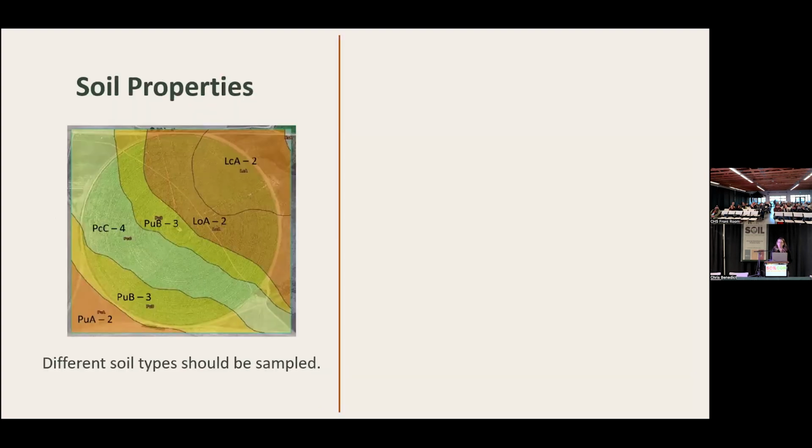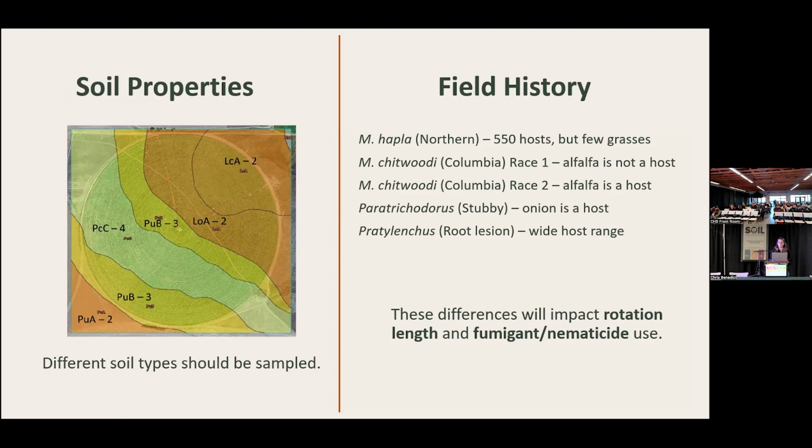Okay. Soil property should also be considered. You know your own fields best. If your soil type changes throughout a field, make sure you take samples in those different soil types because we may observe different populations in different areas. And field history in terms of cropping and past nematode knowledge is also important to consider. The Columbia root knot nematode has 2 races with a different host range. So race 1 cannot infect alfalfa, but race 2 can infect alfalfa. So these differences and knowing what actually is in your field will impact your rotation in terms of crops, length, and then also what fumigants or nematicides you may be using.